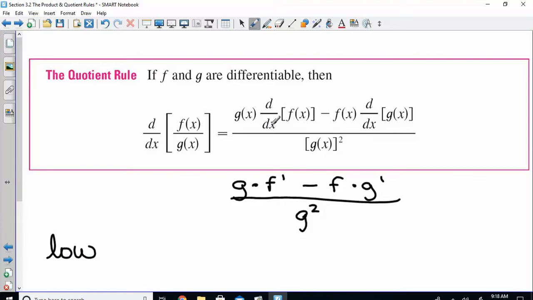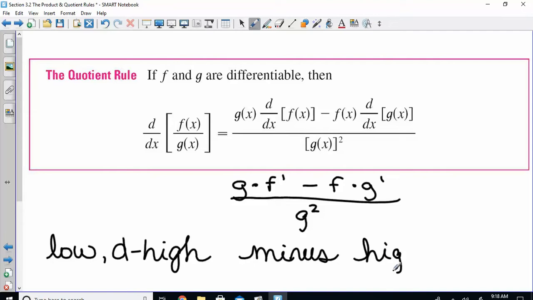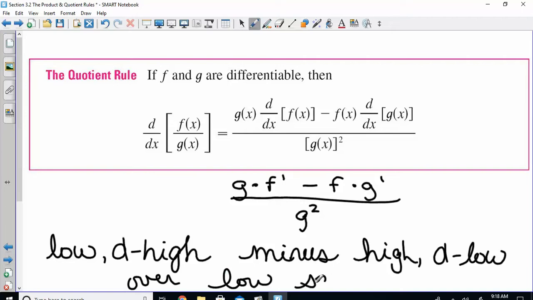A lot of times you will hear me say, my little trick, I say low, D high, minus high, D low, over low squared. Low meaning the bottom, D high, derivative of the top, minus high D low, the top, times the derivative of the bottom, over low squared, over the bottom squared.